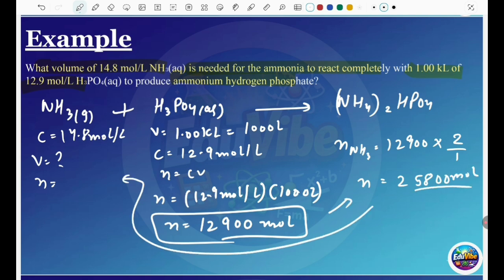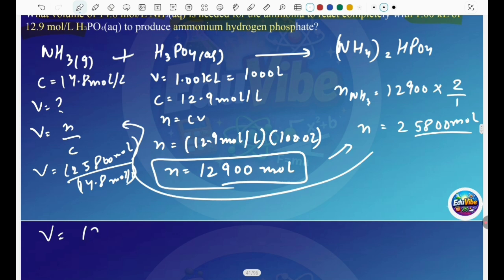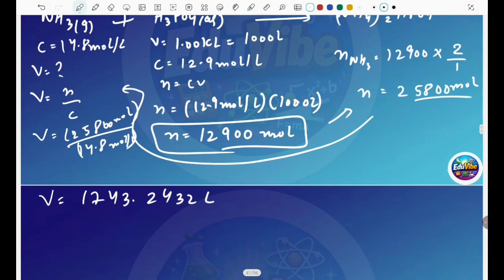Now you put things over there. You can find the volume from here. For that, C is equal to n upon V, and V is equal to n upon C. So n upon C: n is 25800 moles divided by the concentration, which is 14.8 moles per liter. When you solve this, you get your V of about 1743.2432 liters. This is very big, so you can convert it into kiloliters, which will give you 1.74 kiloliters.